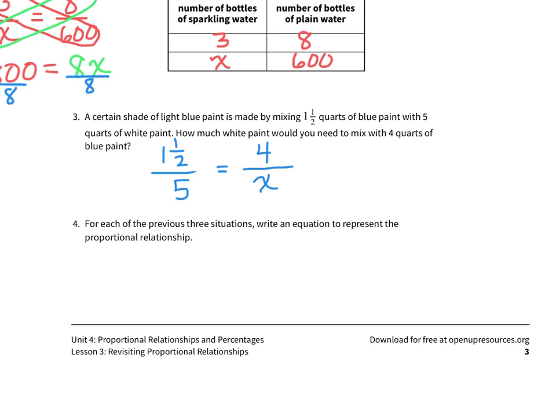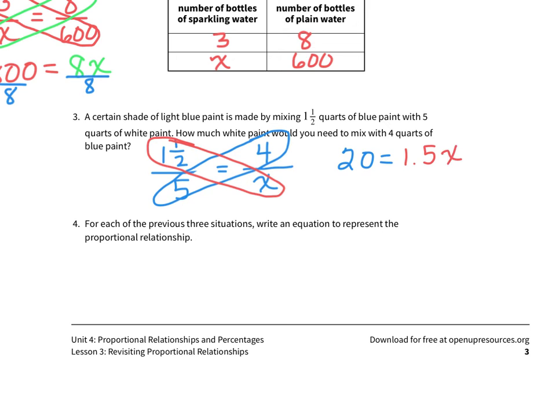So I'm going to multiply, again, the two that are diagonally across from each other. 5 times 4 is 20. That's equal to 1.5 times x. And now solve by dividing by that 1.5. So divide that out for me. So it's just a quick, easy way to set up a ratio problem. Finish that up.